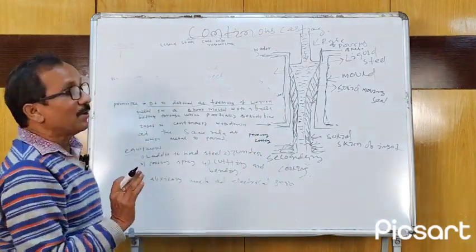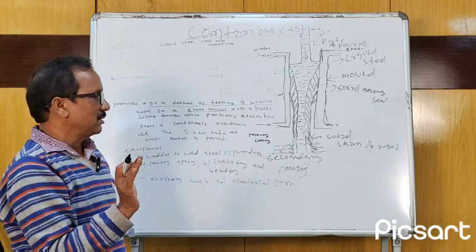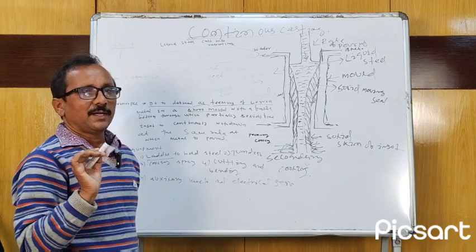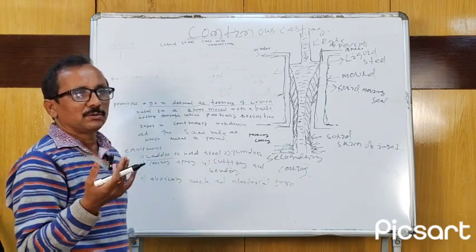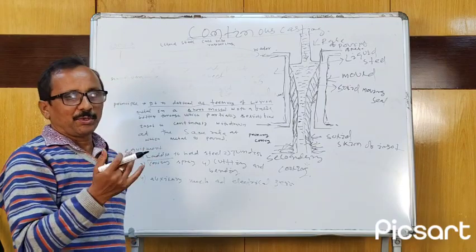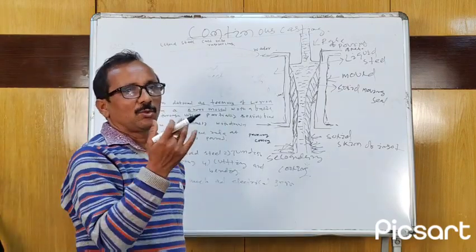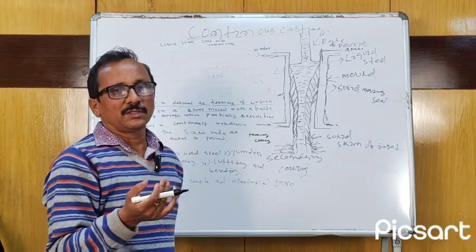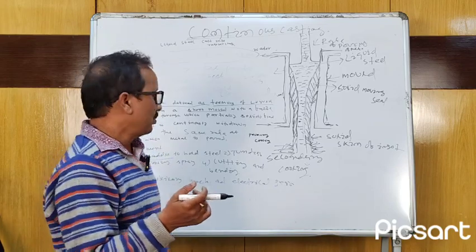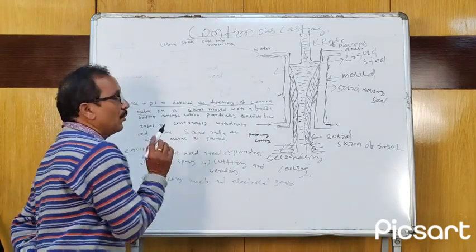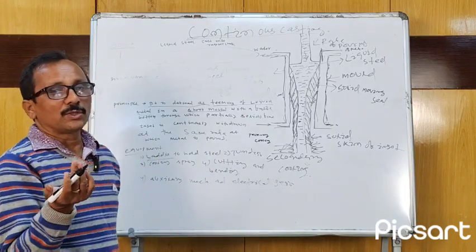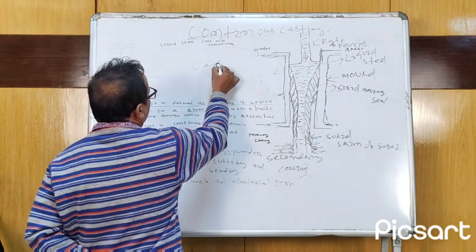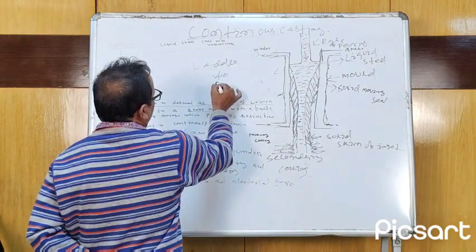What are the equipments required for the continuous casting process? First, a ladle is required. Ladle means where the metal is held. When we tap hot metal from the furnace, it is held in a ladle. The ladle has a capacity of around 2 to 3 tons. In that ladle we hold the steel. Then we go to the tundish. The metal is poured from the ladle to the tundish.